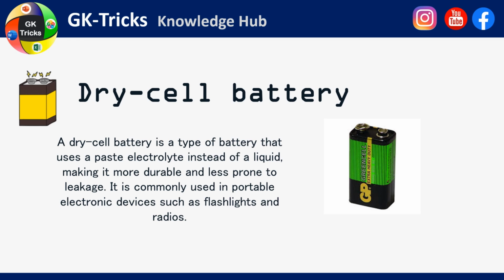Dry cell battery. A dry cell battery is a type of battery that uses a paste electrolyte instead of a liquid, making it more durable and less prone to leakage. It is commonly used in portable electronic devices such as flashlights and radios.